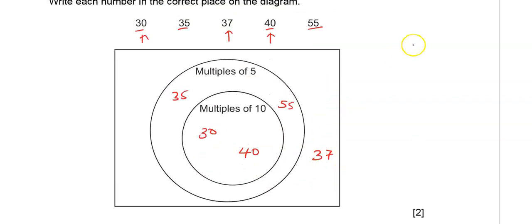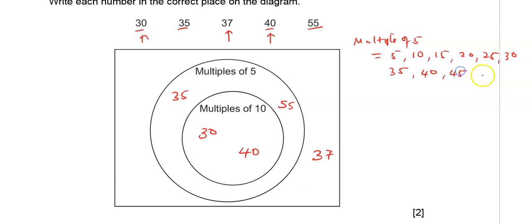Of course, you can show this by remembering the multiples of 5. Multiples of 5 are 5 times 1 is 5, 5 times 2 is 10, 5 times 3 is 15, 5 times 4 is 20, 5 times 5 is 25, times 6 is 30, times 7, 35, times 8, 40, times 9, 45, times 10, 50, times 11, 55. 55 is the greatest.